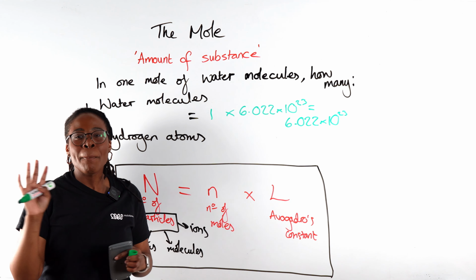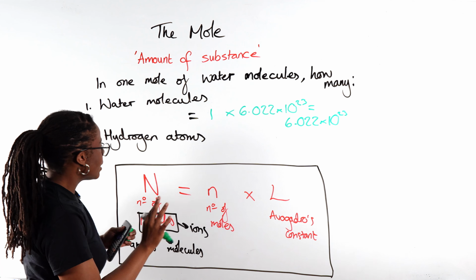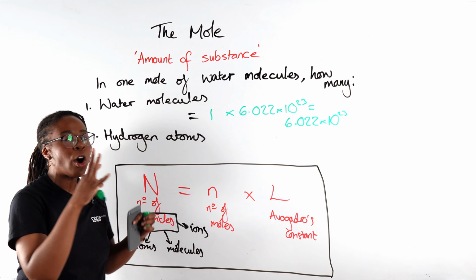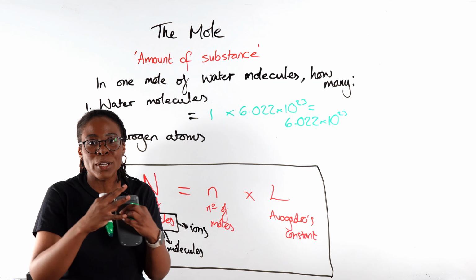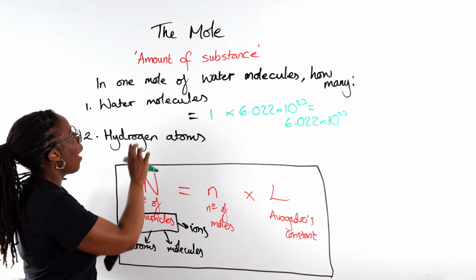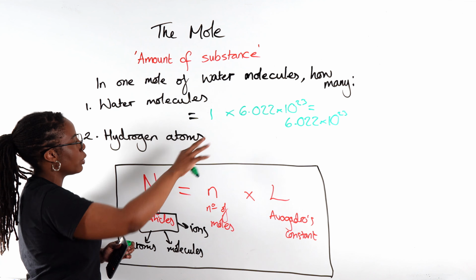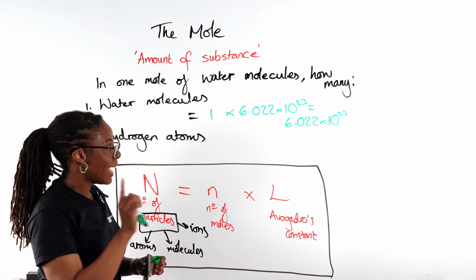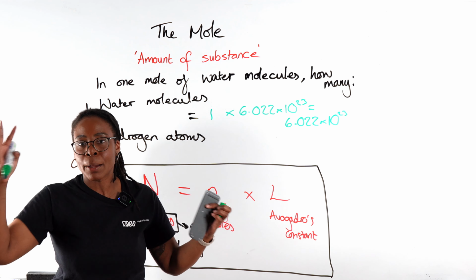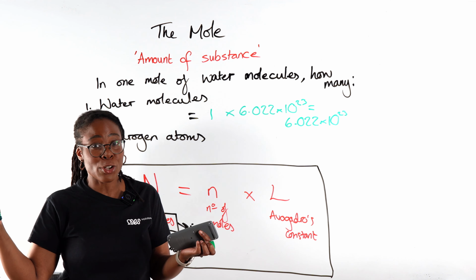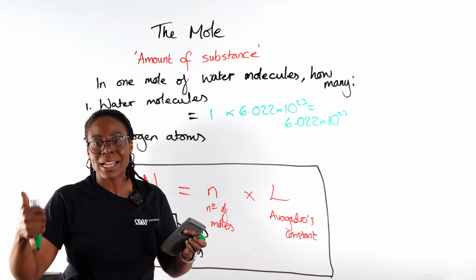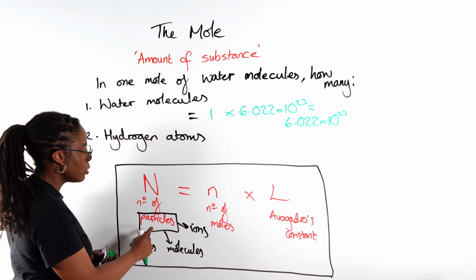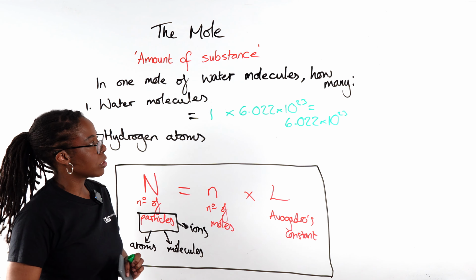Okay. Where it might get a little bit trickier is when you're asked for the number of a smaller unit within a larger unit. So in 1 mole of water molecules, how many hydrogen atoms are there? Okay, again, you'll know that they want a big number and you should use Avogadro's constant, because they'll use the word atom or molecule or ion, which shows you need to calculate the number of particles.